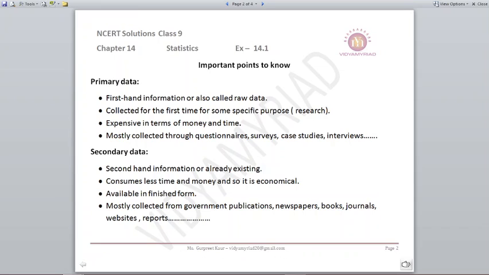So what is the difference between primary data and secondary data? Primary data is the first hand information and secondary data is your second hand information. Primary data is collected for the first time for some specific purpose and is collected through questionnaires or surveys or interviews, whereas secondary data is mostly collected through government publications or newspapers or websites or reports. Your primary data is expensive in terms of money and time, whereas secondary data is economical. So based on this, we will start with the exercise.